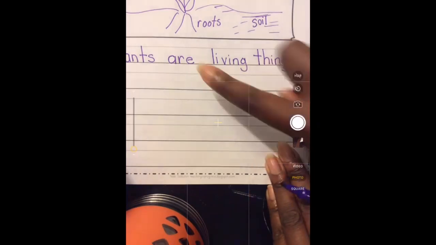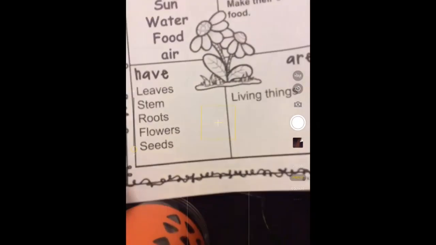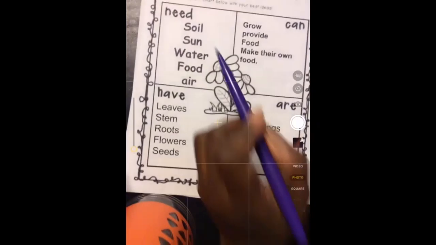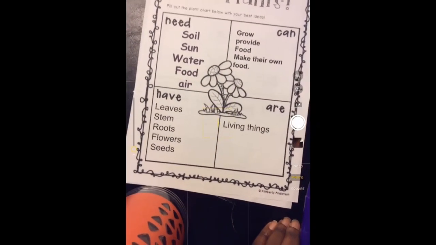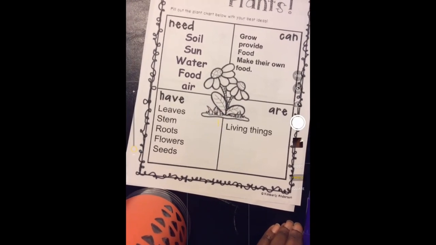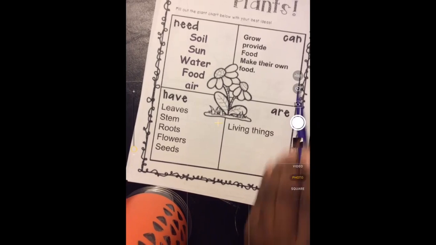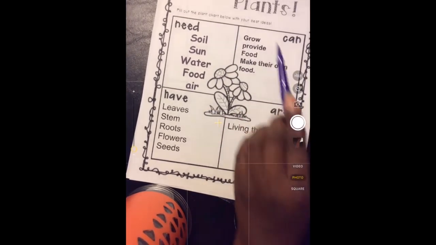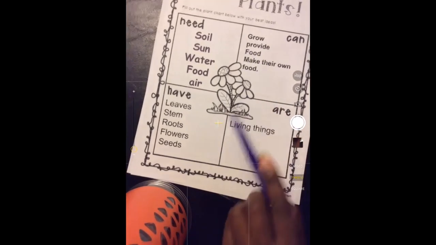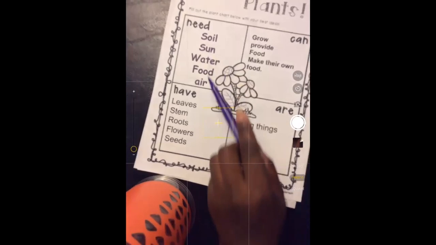So I know that plants are living things. And I already decided with my writing, looking at my graphic organizer, that I could have 1, 2, 3, 4 sentences because I have 4 boxes. I already said what plants are. Now I can tell you what plants need. Then I could tell you what plants can do. And then I could tell you what plants have. Okay? So could I write a sentence for each one of these things?